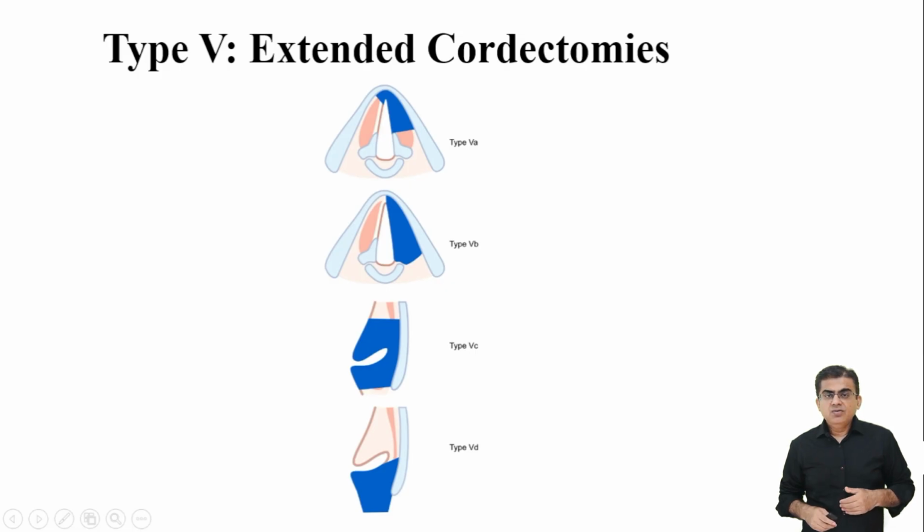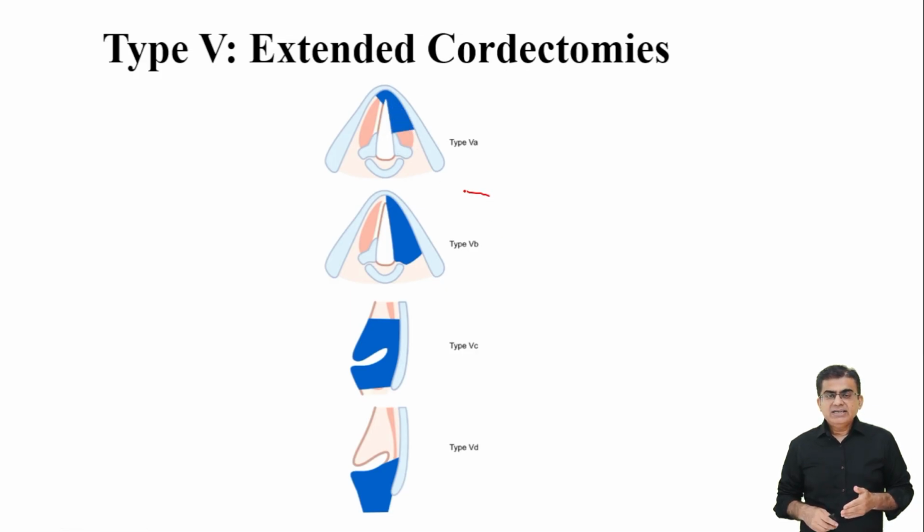These are the 4 distinct variations of the type 5 extended cordectomy. We must strictly use these extended cuts when the cancer grows beyond the normal borders of one single vocal cord. First, look at the top right diagram labeled type 5A cordectomy. This is the contralateral extension. We use this when the tumor crosses the anterior midline and involves a portion of the opposite vocal cord. See here.